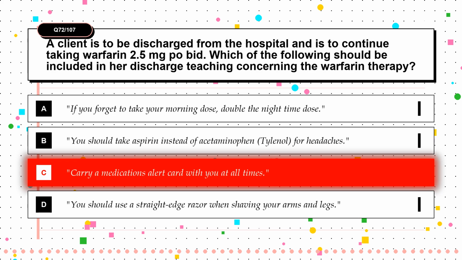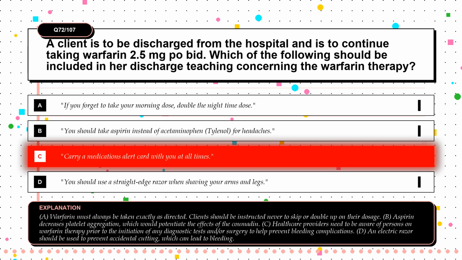The correct answer is option C. Carry a medications alert card with you at all times. Warfarin must always be taken exactly as directed. Clients should be instructed never to skip or double up on their dosage. The aspirin decreases platelet aggregation, which would potentiate the effects of the Coumadin.